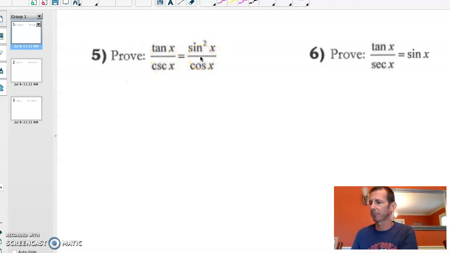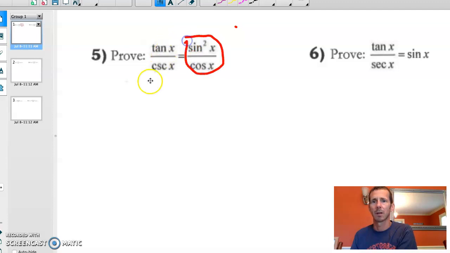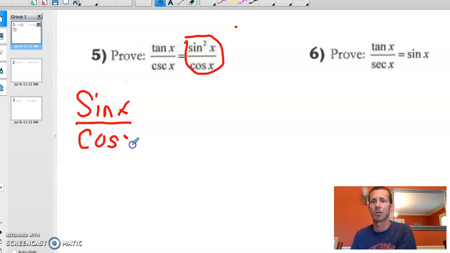So I'm going to kind of freeze the right side as it is. I'm not going to do anything to it. And I'm going to turn these into sine and cosine. So tangent, we know, is equal to sine over cosine. So I have sine x over cosine x. That is just the tangent part.